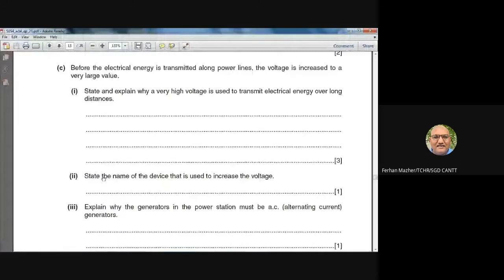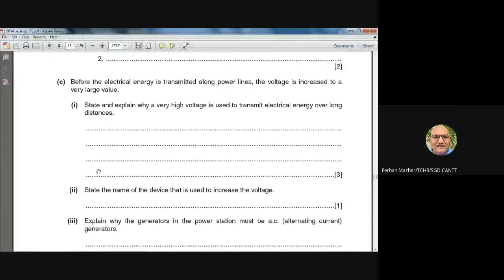Okay, question number 9, and then we have its C part. It says before the electric energy is transmitted along the power lines, the voltage is increased to a very large value. We step up the voltage. State and explain why a very high voltage is used to transmit electric energy over long distances.